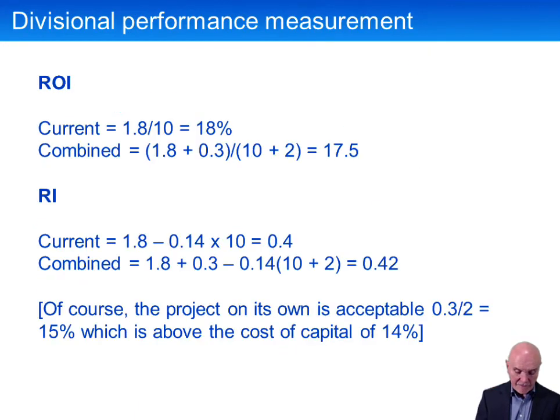So I think on the next slide we have summarized all of that here. We have the return on investment, which went from 18 down to 17.5. And we have the residual income, which went from 0.4 up to 0.42. And it's the residual income which tends to push the manager in the correct direction.